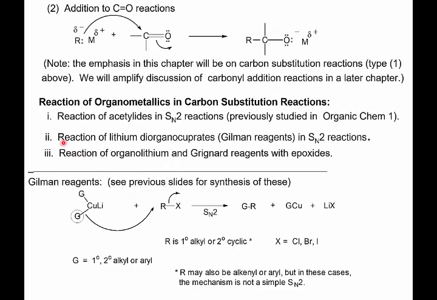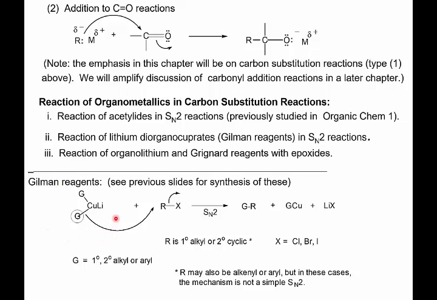Second type of reaction, well, this involves a special kind of organometallic. It's called a Gilman reagent. And it turns out to be an active participant in a variety of important SN2 reactions with a carbon substrate. Here, this equation shows the overall reaction of what's called the Gilman reagent.